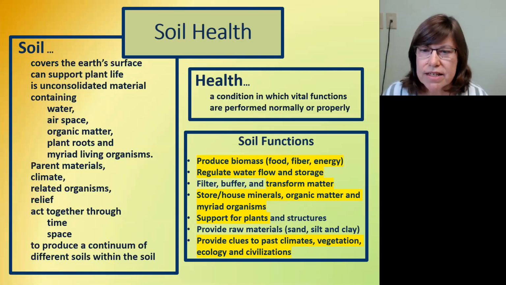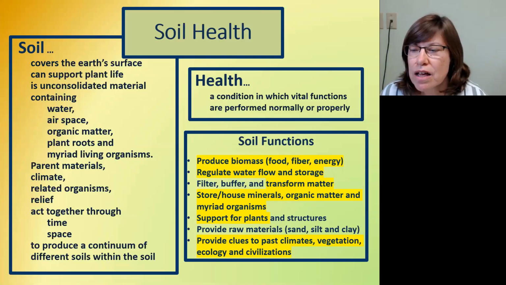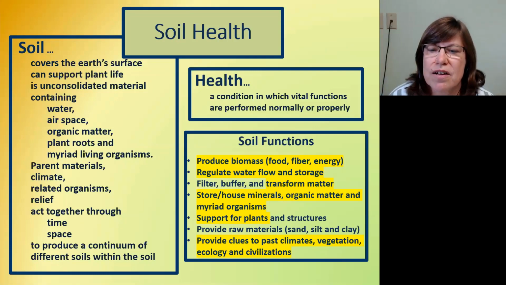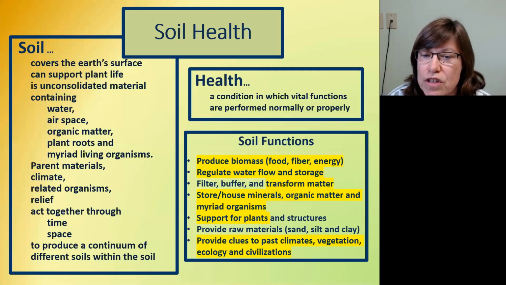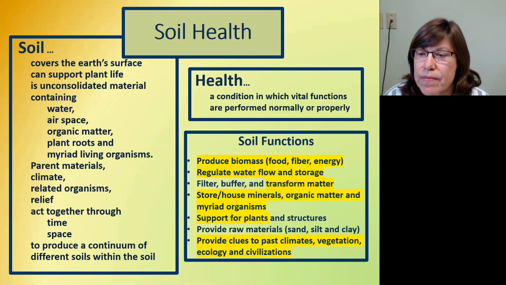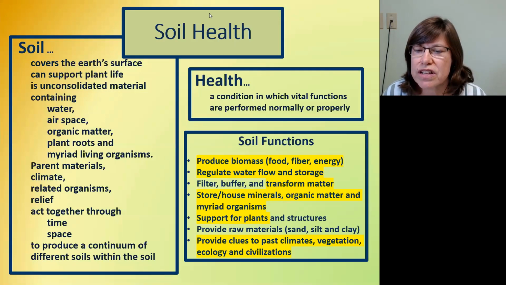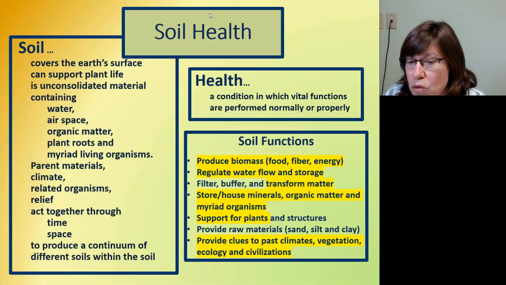So produce biomass, I think they're involved. You have mycorrhizae, you have rhizobia that help the plants produce more food and biomass. They regulate water flow and storage by creating flow through the soil. They help transform matter, though filtering is more of a physical property and buffering is more of a chemical property. They store minerals, they store organic matter, they support plants through the mycorrhiza.